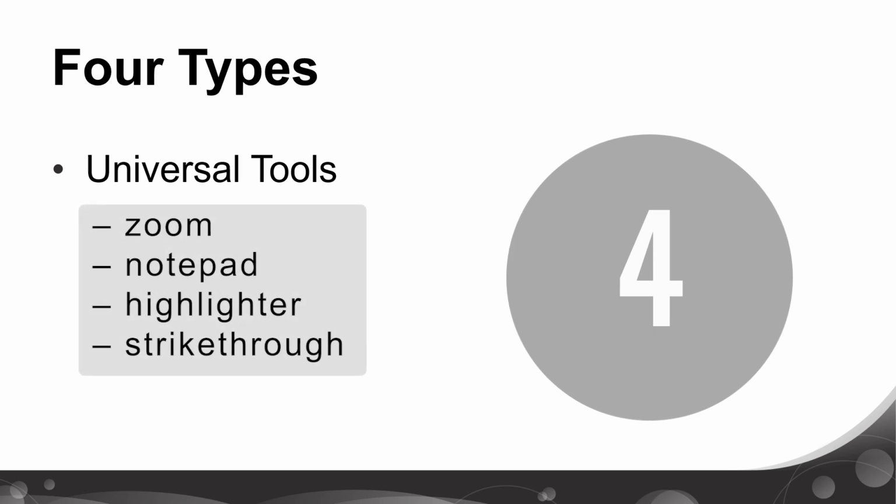The first type of resources available are the universal tools. Universal tools are available to all students based on individual choice and preference. You do not have to do anything to turn on a universal tool. They come built into the test. Examples include Zoom, Notepad, Highlighter, and Strike-Through.